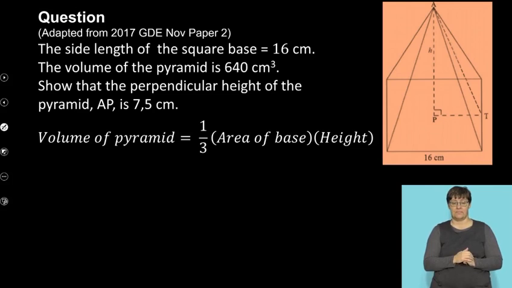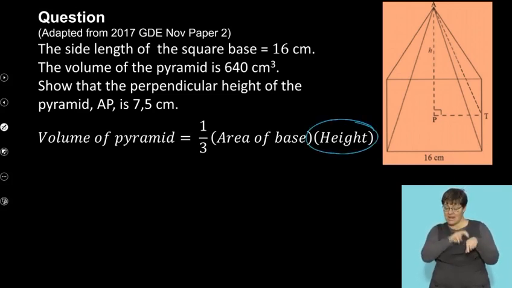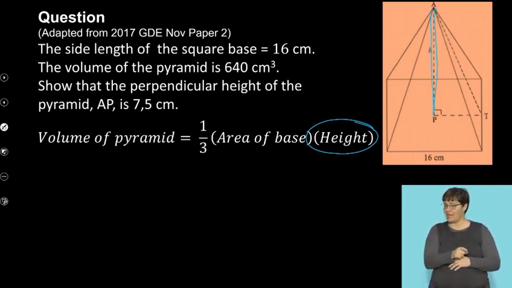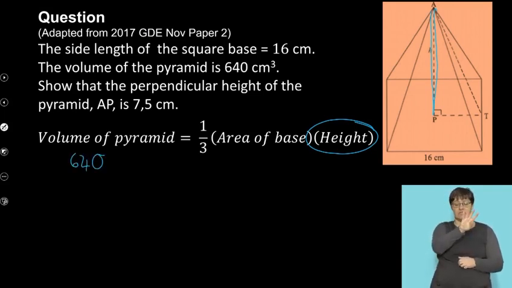Cool. So we need to determine that the perpendicular height is 7,5 centimeters. So that means I'm trying to find out this portion of the formula. The volume of a pyramid is equal to 1/3 times the area of the base multiplied by the perpendicular height. So I want AP, which is my perpendicular height. But luckily in this case, I was actually told what my volume is. I know that my volume is 640 centimeters cubed.